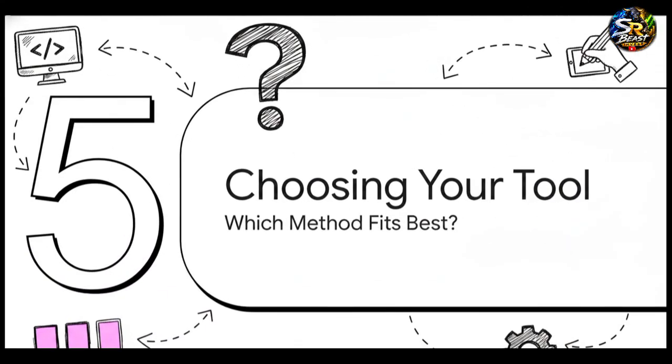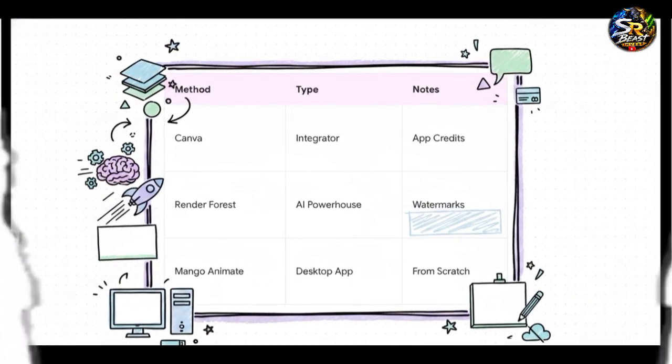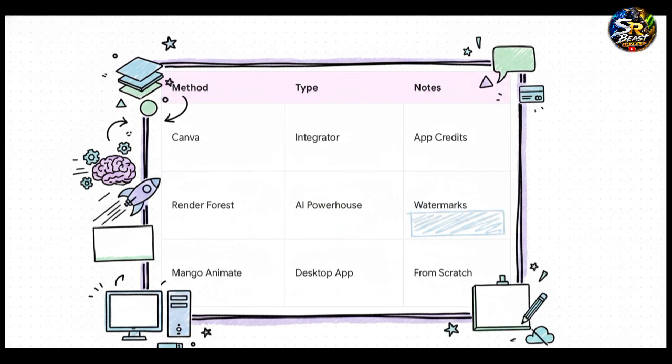Section 5. Choosing your animation tool. Okay, so the crucial point is, which one is right for you? Let's summarize our options. We have Method 1, Canva, the app integrator. This is absolutely fantastic if you already use Canva and love a layered approach. But remember, you do have to manage those third-party app credits like with Speed Painter. Then we have Method 2, Render Forest, the AI powerhouse. In terms of pure speed, this one really stands out because it creates the entire package in one go. But you have to be comfortable either dealing with watermarks or dropping some cash to upgrade your account.